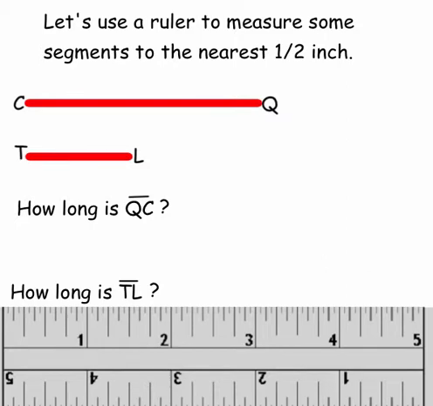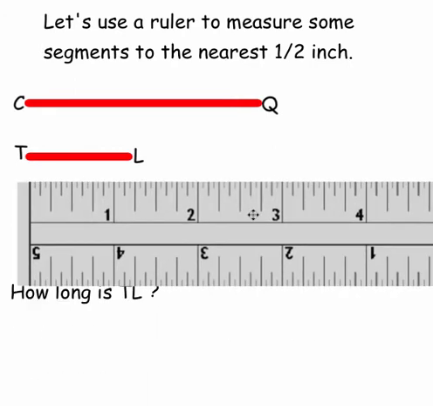Now let's use a ruler to measure some segments to the nearest 1/2 inch. There are 2 segments in red, and underneath them we have some questions. The first question says, how long is QC? And there's a symbol of a segment. I want to look up above. This is segment CQ, but remember with segments you can read them backwards too. So I can also say this is segment QC. And I want to measure it to the nearest 1/2 inch.